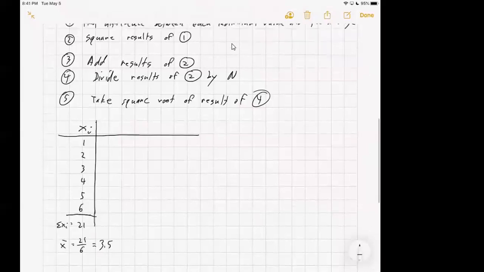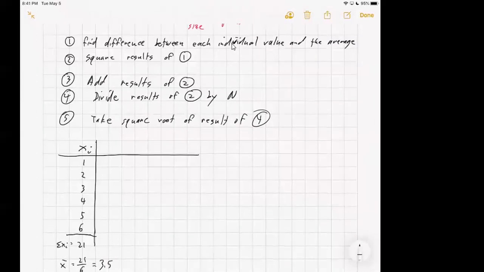Now I'm ready for step 1. I need to take all of these individual values and subtract the average from them. If I start at 1 and subtract 3.5, I have negative 2.5. Then I have negative 1.5, then negative 0.5, and then this becomes positive 0.5, and then 1.5 and 2.5.